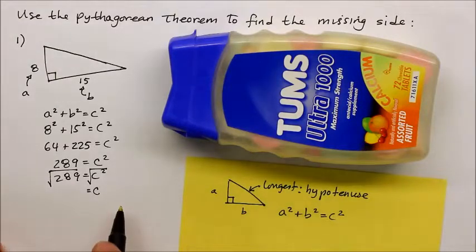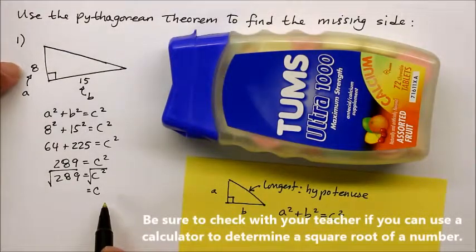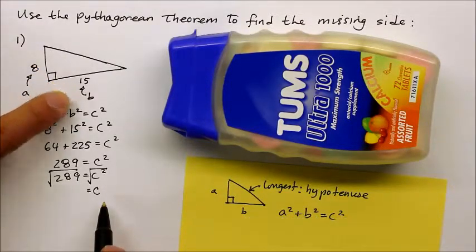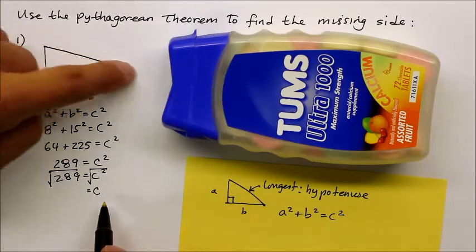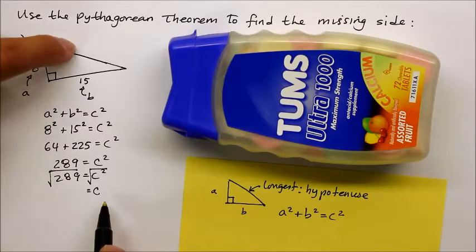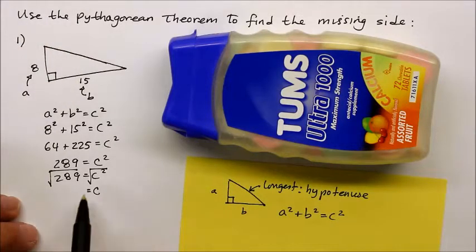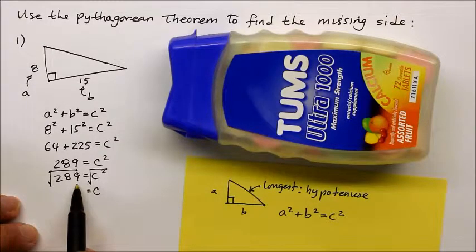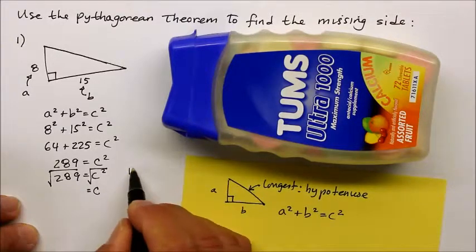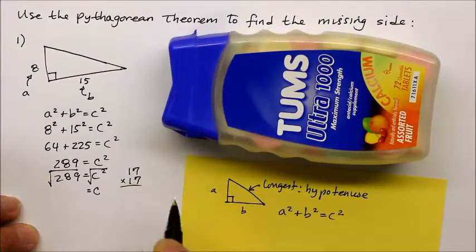Let's see, 289. Well, think of it this way. 8 times 8 is 64. The longer part is 15 times 15, which is 225. So the longest part must be more than 15. What same number, if you multiply it, will give you the last digit 9? I'm going to guess maybe 17 times 17. So let's try that. What is 17 times 17?